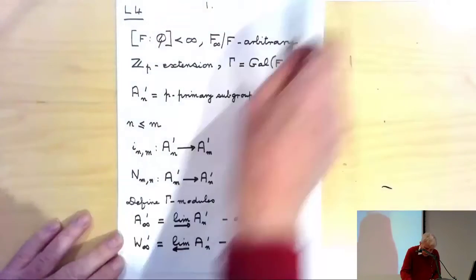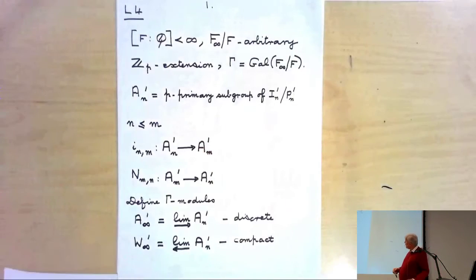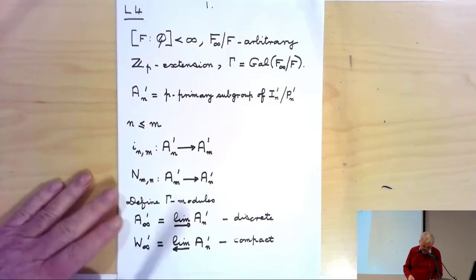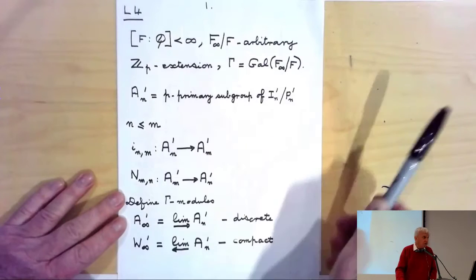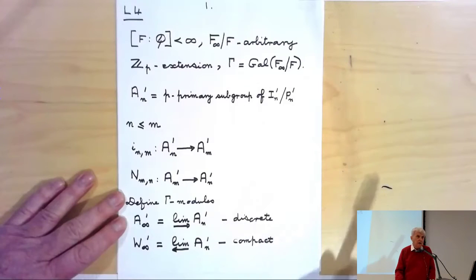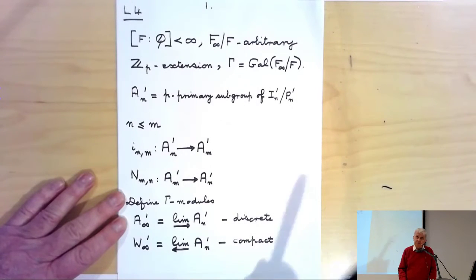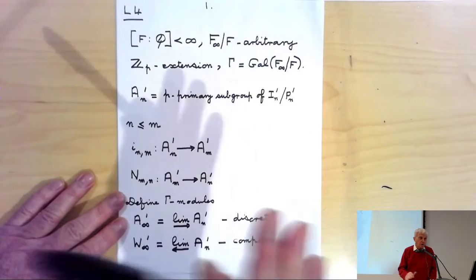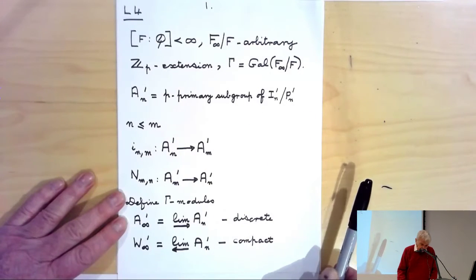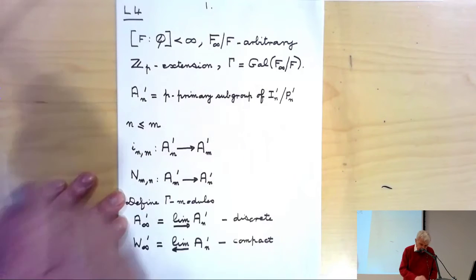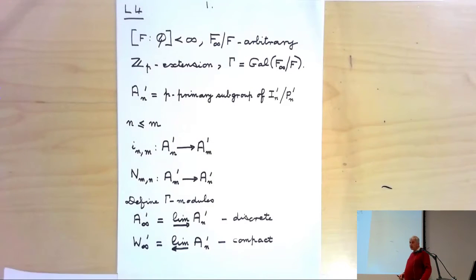So now we have, again, the base field F is an arbitrary finite extension of Q, and now I can take any Z_p extension F infinity over F. Theorem A we will prove for an arbitrary Z_p extension. In no way do we need it to be the cyclotomic one. And the usual notation, Gamma is the Galois group of F infinity over F, and F_n will be the nth layer, and so on.